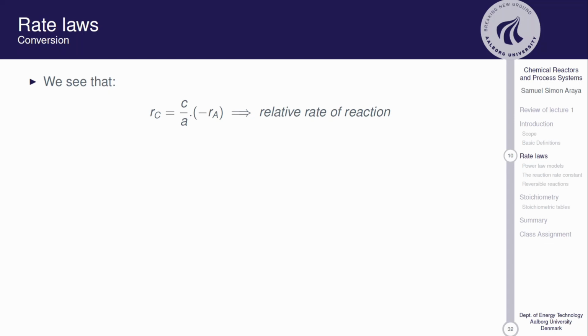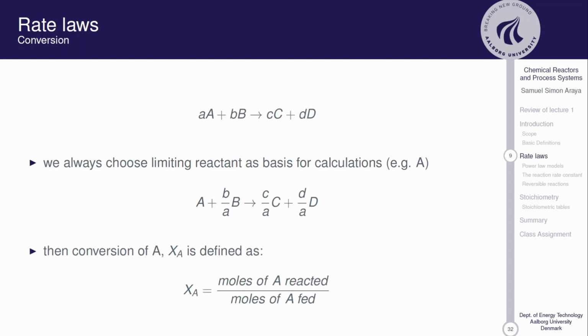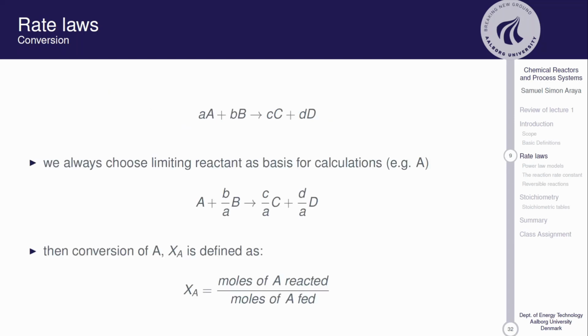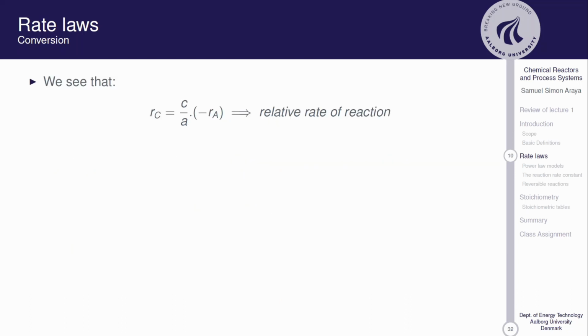Now, if you see, we can relate the rates of the different components of the reaction with each other based on these stoichiometric coefficients. You can see that the rate of C, for example, is C divided by A times minus RA. So C forms at the rate of disappearance of A. And that's basically just C divided by A. And if we were relating C with D, it would be C divided by D times RD.